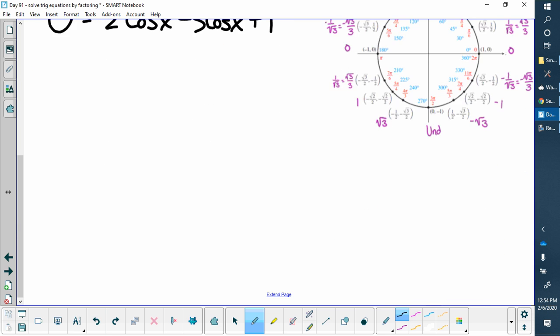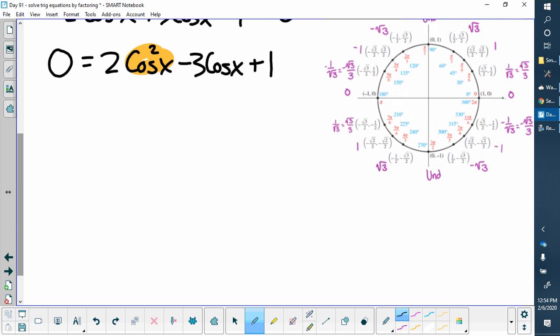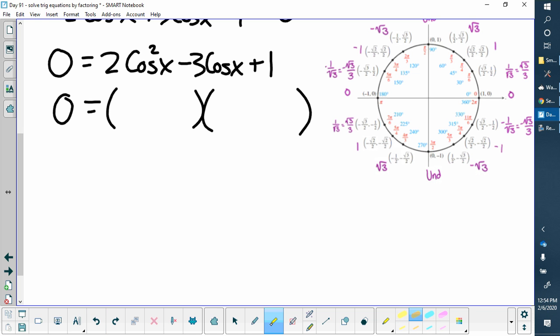Now it looks like something that is factorable. I've got cosine squared, I've got a single cosine, I've got a whole number. So go ahead and set up your parentheses here. We'll decide what goes in the two binomials. It's a lot like the last problem. Whatever goes in these first terms has to make 2 cosine squared. Since 2 is prime, my only options are 2 cosine of x and 1 cosine of x. For my last terms, my signs have to be the same, and this middle term tells me they have to both be negatives. So it'll be negative, negative, and since 1's prime, those are my only options.